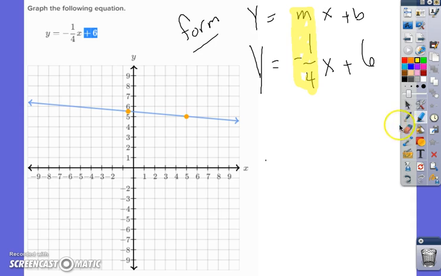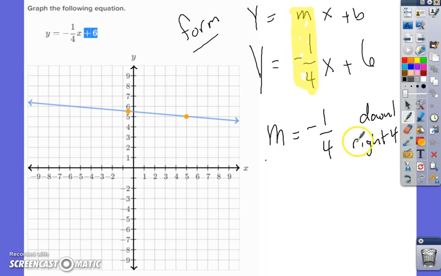So the slope is the first number, and I can just read it off. The slope is negative 1 over 4. So I know that my line is going to go down. So that means it's going to go down 1 and then sideways 4. Right, 4, because the run is 4.